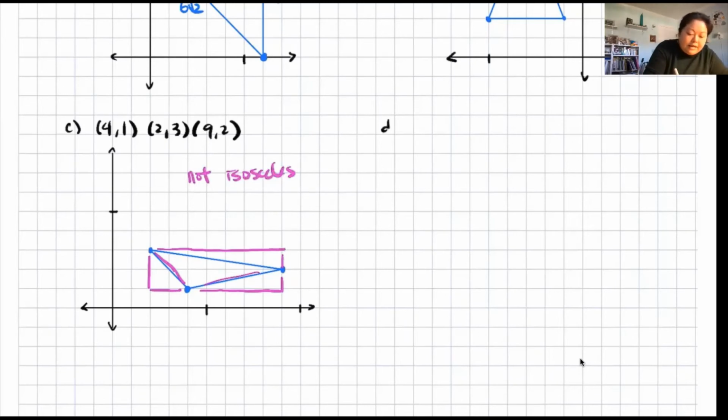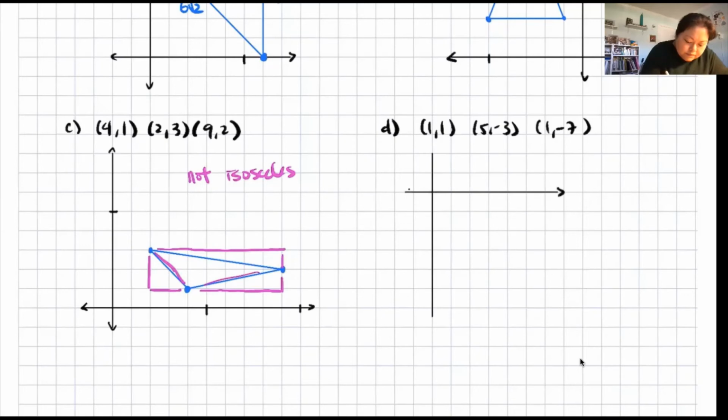All right, last one here. I have the points (1, 1), (5, -3), and (1, -7). That means I have a lot more in quadrant 4, so I want something that looks like this. So 1, 2, 3, 4, 5, and 1, 2, 3, 4, 5. Okay, so negative 5 to 5.